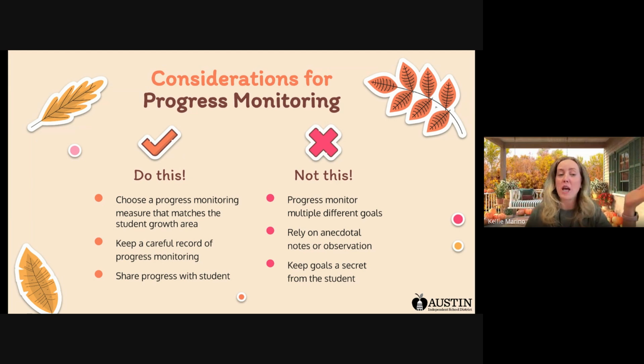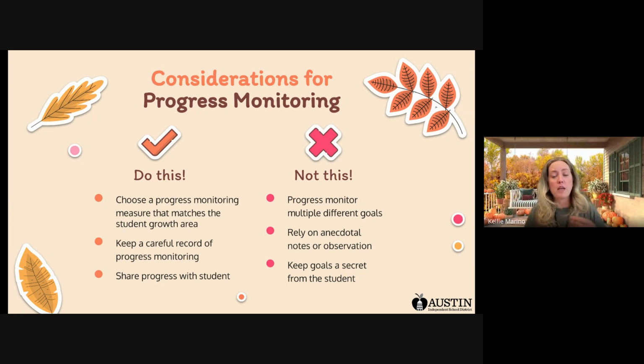First, choose a progress monitoring measure that matches the student growth area. A progress monitoring measure. Choose one thing that you're going to measure. Do not measure or progress monitor multiple different goals. That's overwhelming and unproductive. So choose one and focus on that.